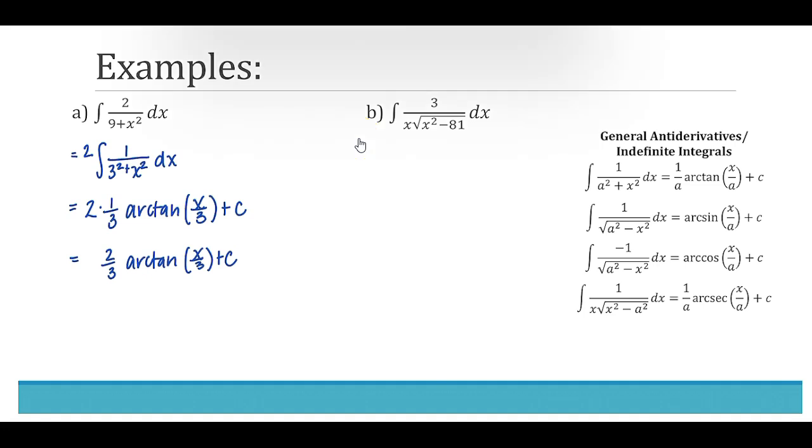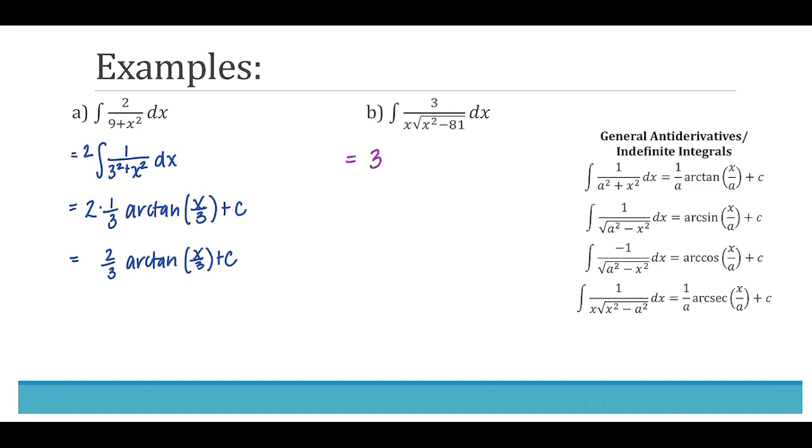Looking over here at example B, I have the integral of 3 all over x times the square root of x squared minus 81. So now I am going to refer to this bottom general antiderivative, because I can see here I have that x on the outside and the square root of x squared minus. I can rewrite 81 as 9 squared. So I'm looking at using this antiderivative involving arcsecant. I do have this 3 on top, but again, we can think about leaving that in the front when I write my final answer.